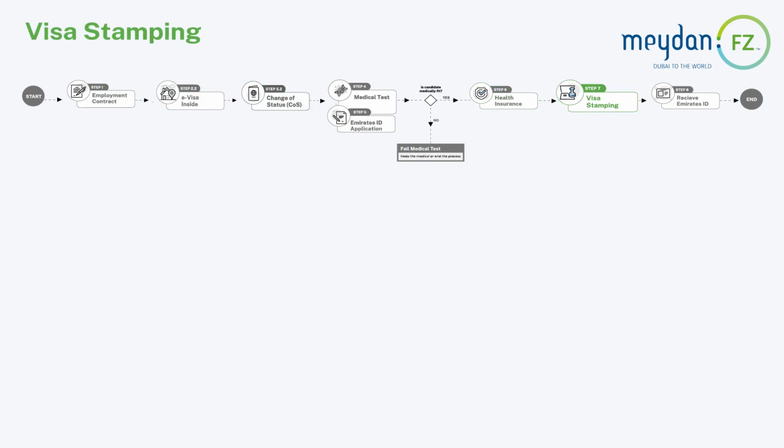Seven. Visa stamping. Visa stamping is the final step of the employment visa application. A stamp, now a sticker, is applied to the holder's passport which indicates the completion of residency permit procedures. It indicates the information of the sponsor, issuance date and validity. This enables an individual to travel in and out of the UAE within the validity period. Highlighted is an example of visa stamp.